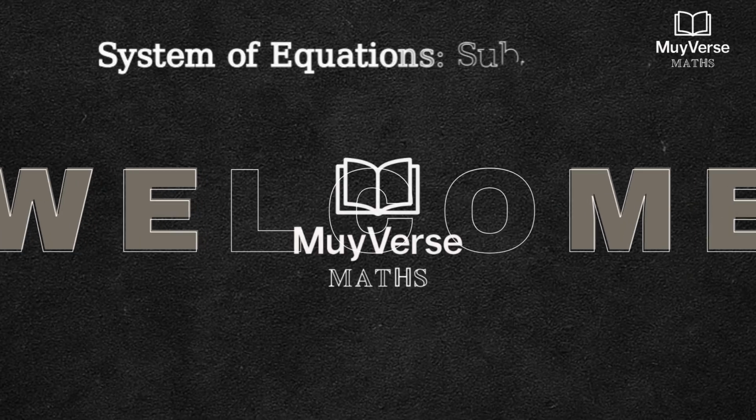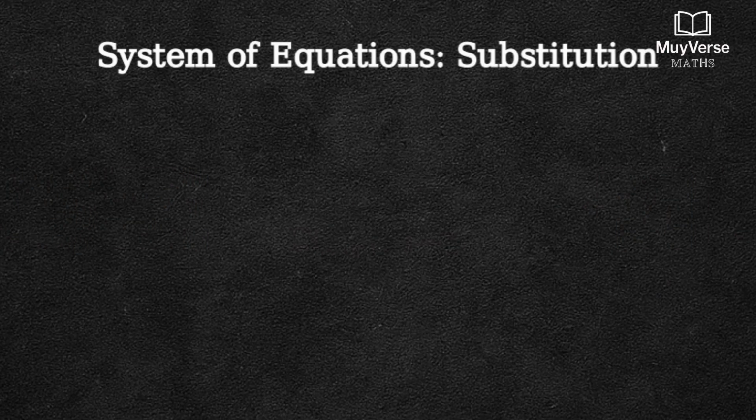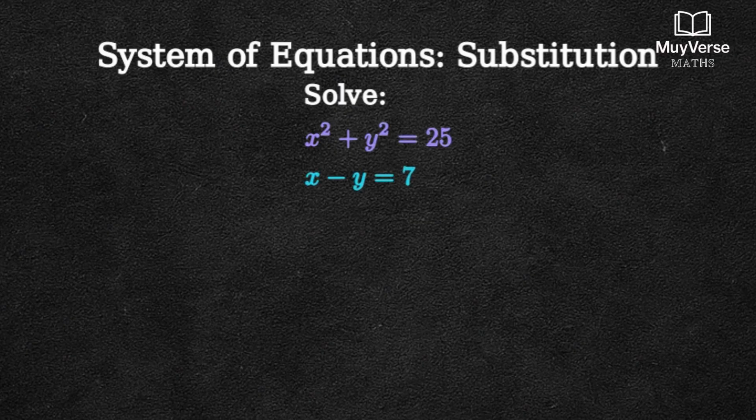We will solve the system of equations step by step with clear visual cues. The two equations are x² + y² = 25 and x − y = 7. We will use substitution. First, isolate y from the second equation.